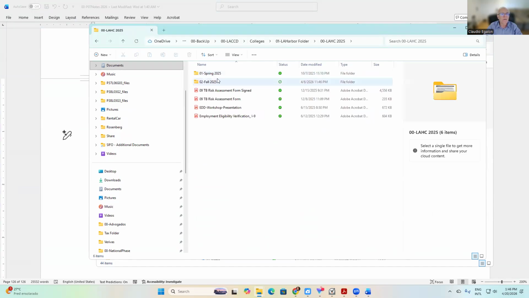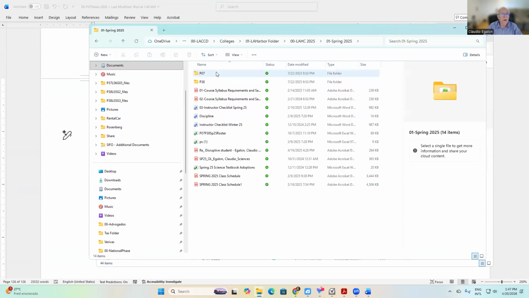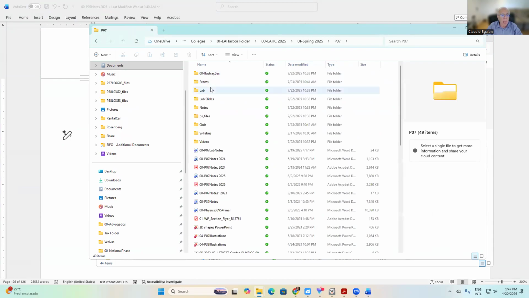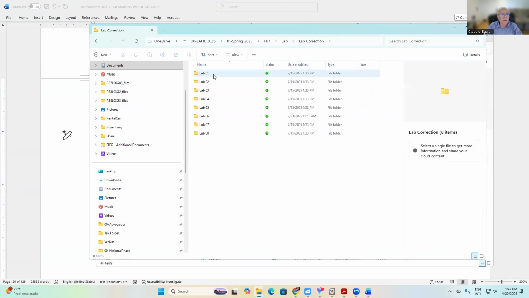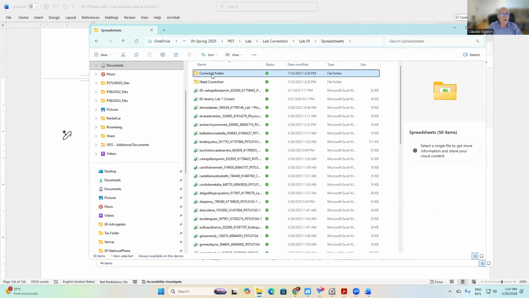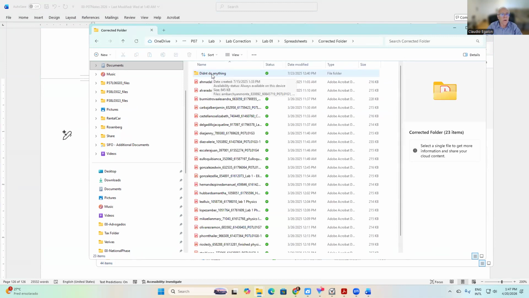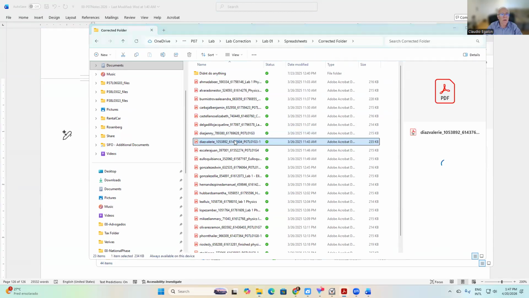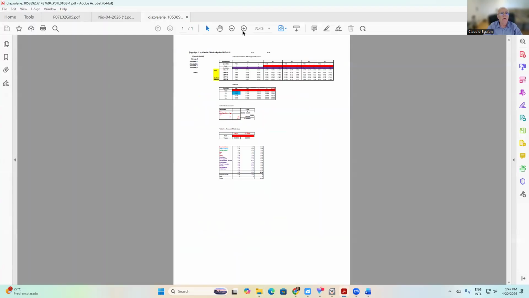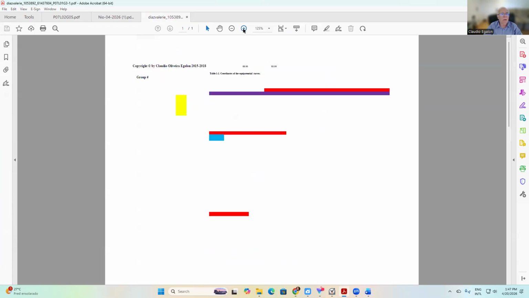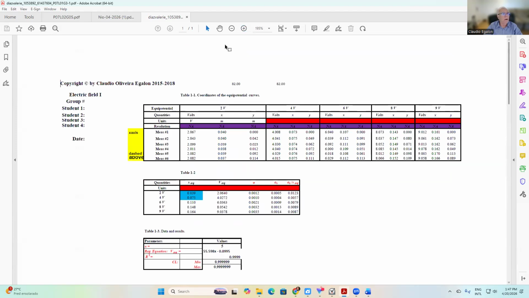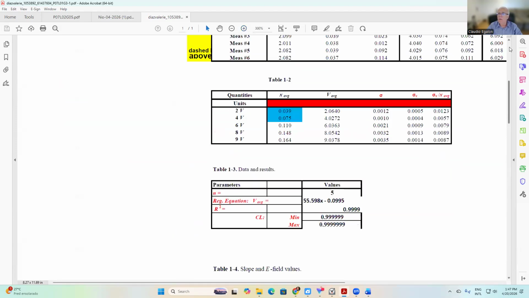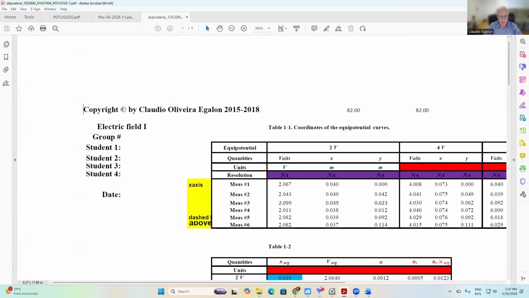2025, where is spring report, lab correction. Let's get lab 01, spreadsheets, corrected folder. I have a bunch of those here. Let's see. Yeah, here you go. That's lab number 1, okay? Here you go. So your lab report should look like that.